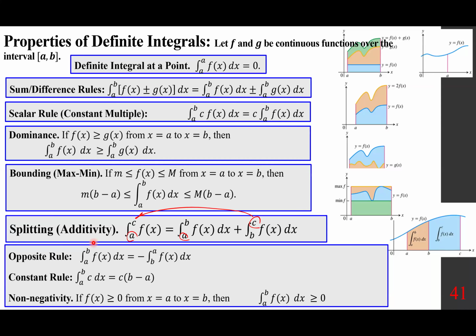Then we have a few more. Opposite rule: the integral from a to b of f of x dx is minus the integral from b to a of f of x dx because, again, delta x is b minus a over n, and it will be negative if you go the opposite way. The integral from a to b of c dx is c times b minus a. And if f is larger than or equal to 0 from x equals a to x equals b, then the integral must be positive. In other words, if the function is positive, the integral is positive because it's above the x-axis and represents the area under the curve.